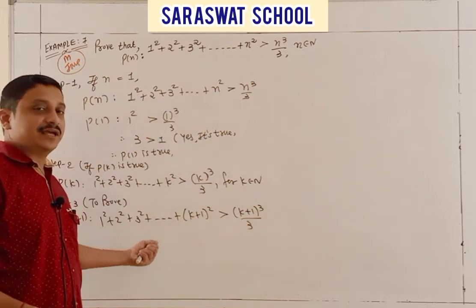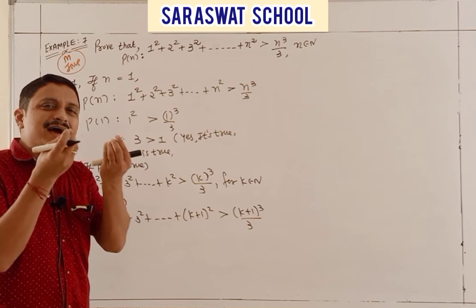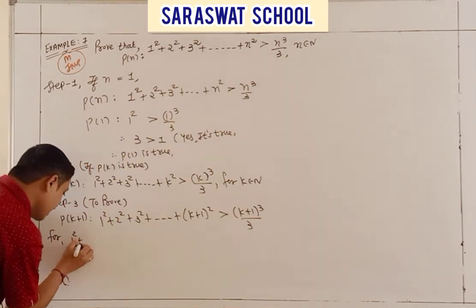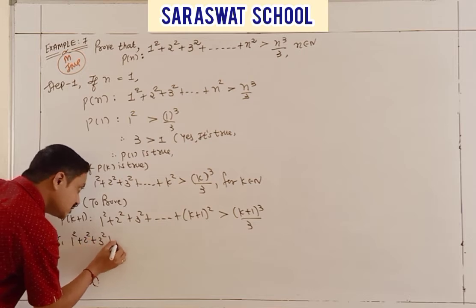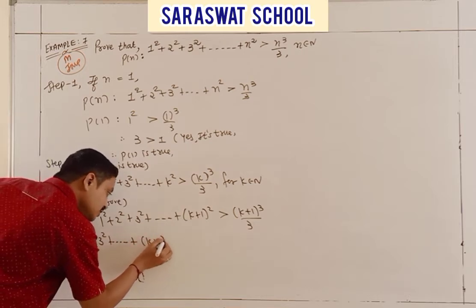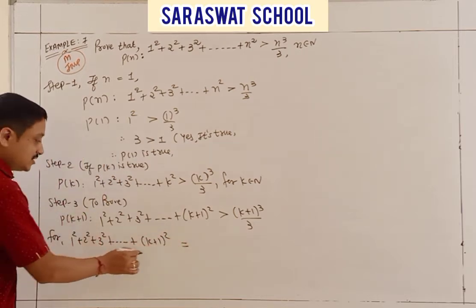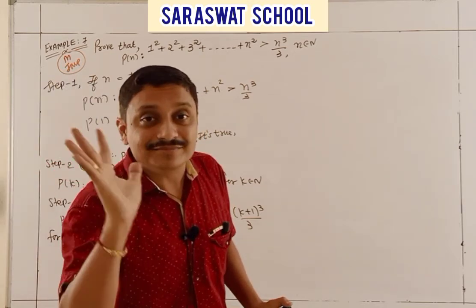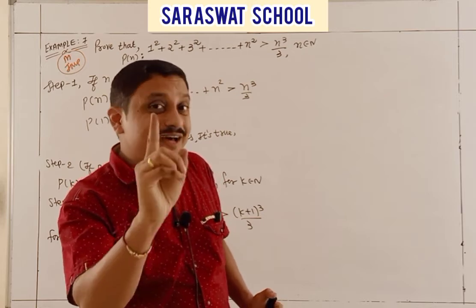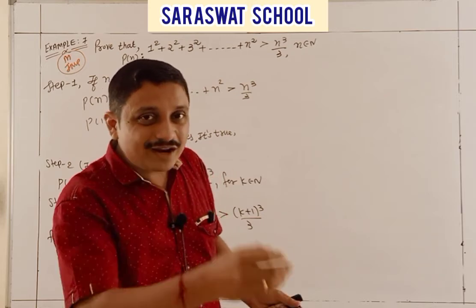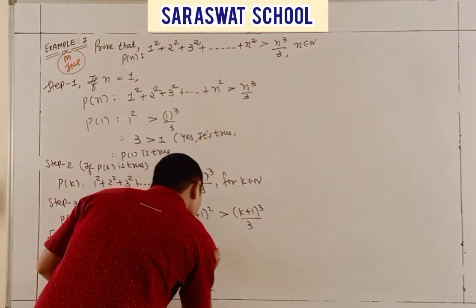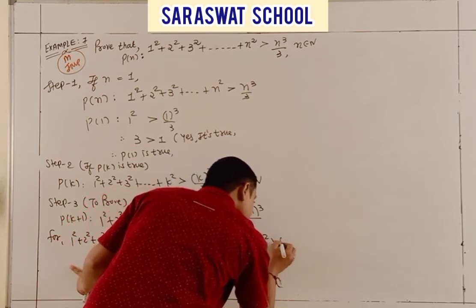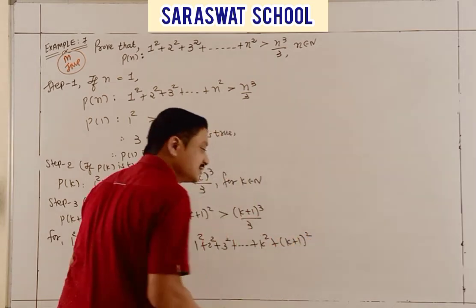And here starts my proving. Proving is very simple and very easy. So for 1 square, 2 square, 3 square up to k plus 1 square is equal to... just think about one back term. Yes students, you are thinking correctly. What is the back term? 1 less. So 1 square, 2 square, 3 square up to k square, and k plus 1 whole square is the same.